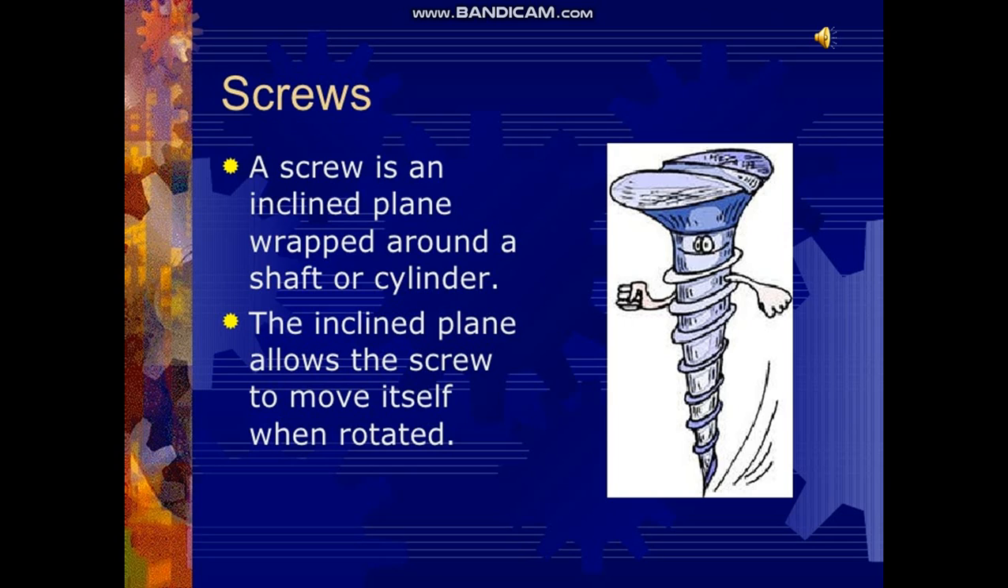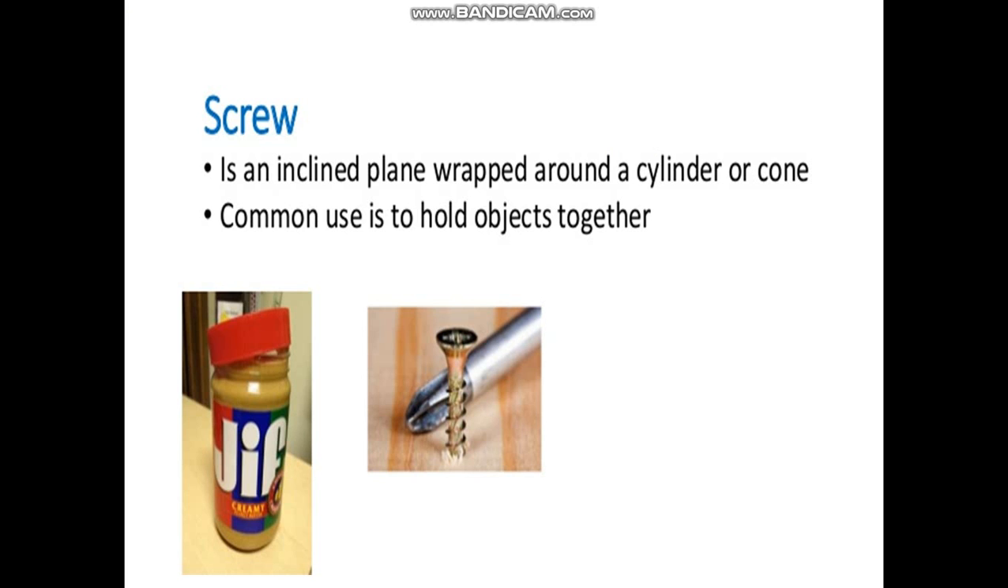Now come to screw. A screw is a simple machine used to hold things together tightly. We can hold things together with the help of a screw. If we use a nail to hold things together, it will be easier to pull them apart. But if screws are used, then it is not easy to separate them. A screw is an inclined plane wrapped around a cylinder or cone, and it is commonly used to hold objects together. You must have seen in your home also that with the help of screws many things are held together.